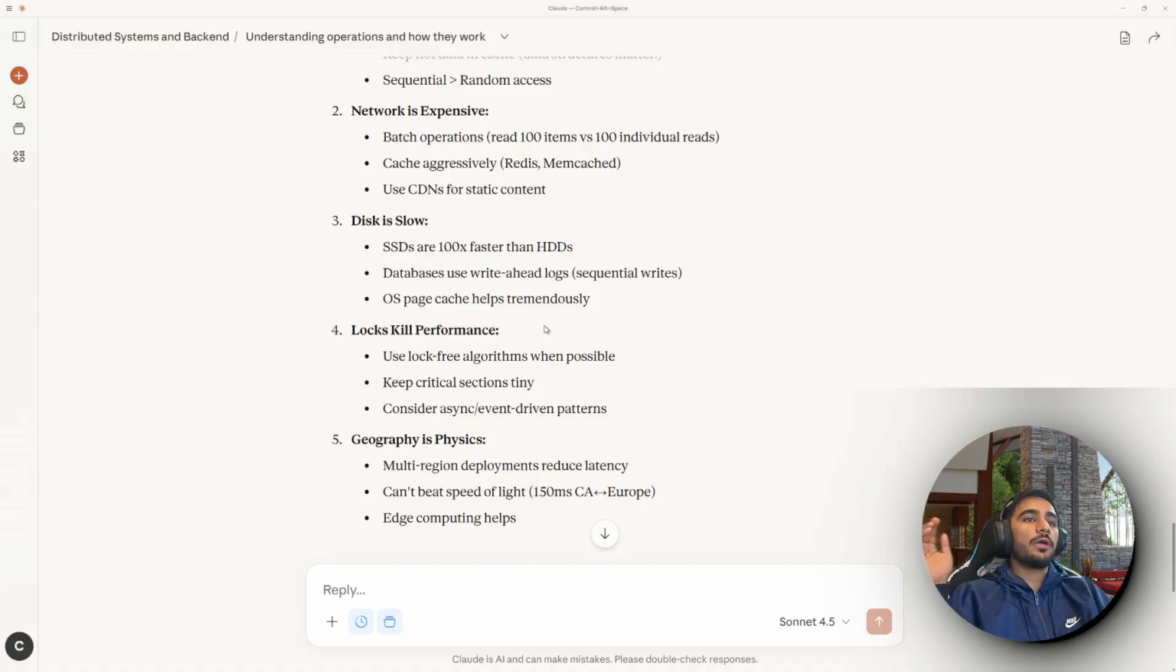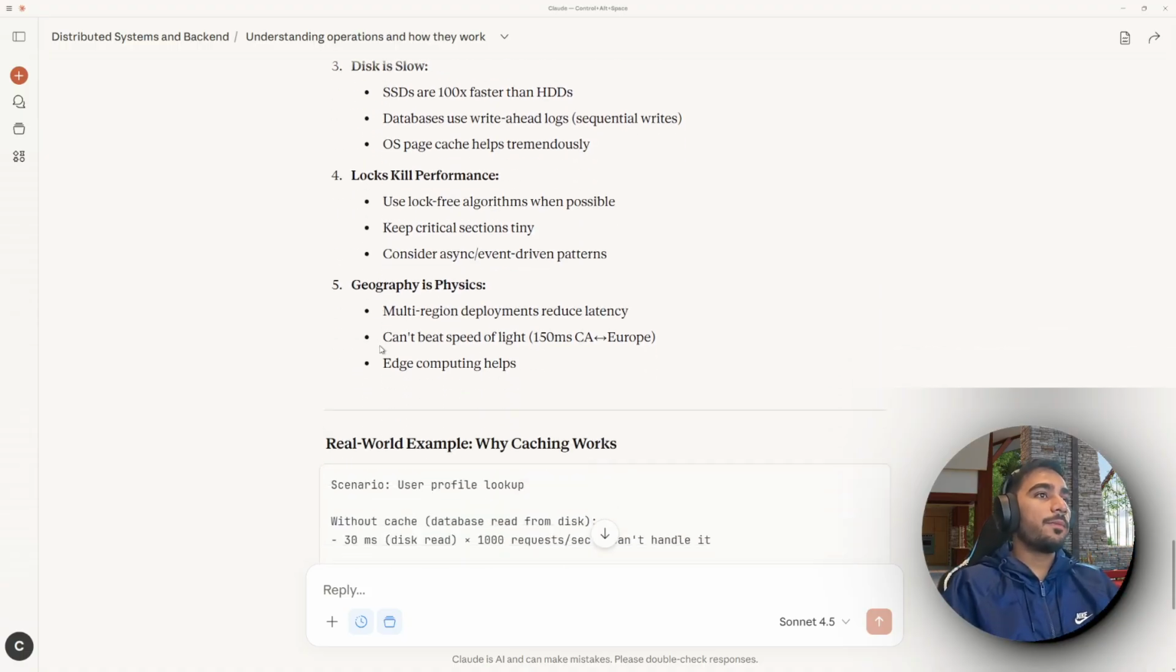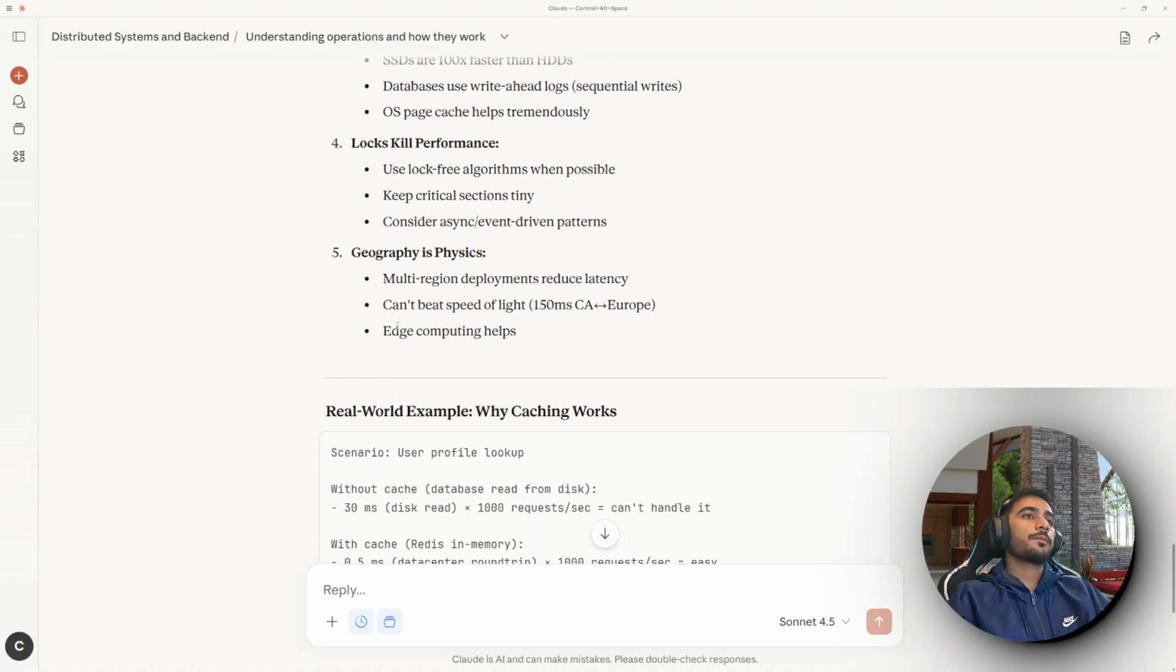Geography is physics. Multi-regional deployments reduce latency. Simple: data is traveling at the speed of light through optic fiber cable, but if you reduce the length of that optical fiber cable by having less distance between your users and the data center from which data is coming, then you are reducing the size of the optical fiber cable in some sense. And if you can't change the speed of light, you can reduce the distance that it has to travel, right? So that's what this means, key physics, right?